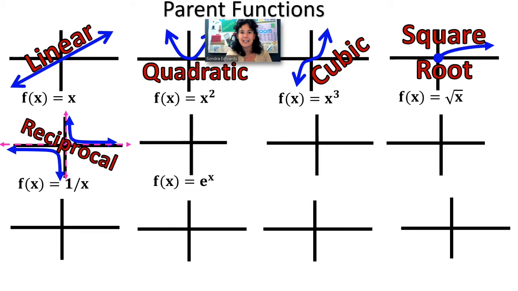Y equals e to the x. E is like 2.71-ish, but really we're talking about y equals 2 to the x, 3 to the x, 4 to the x, e to the x. These are all exponential functions, and they skyrocket very quickly. They get really close to the x-axis, and then they shoot up very, very quickly.